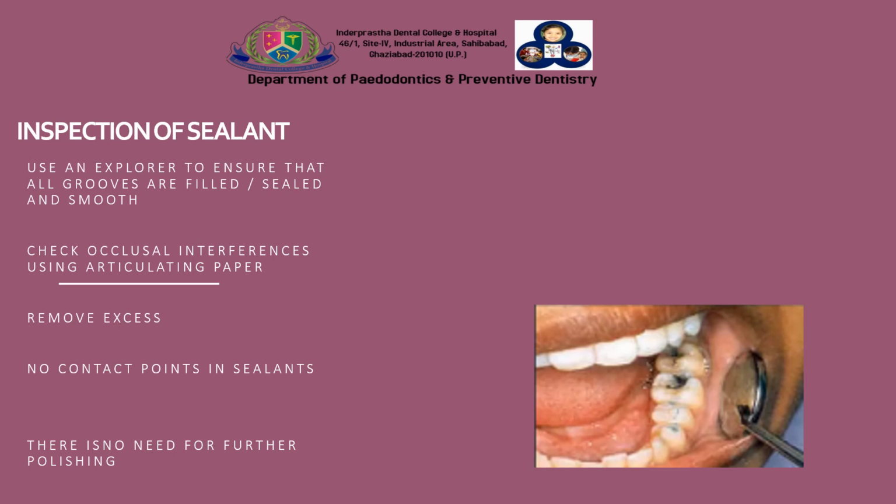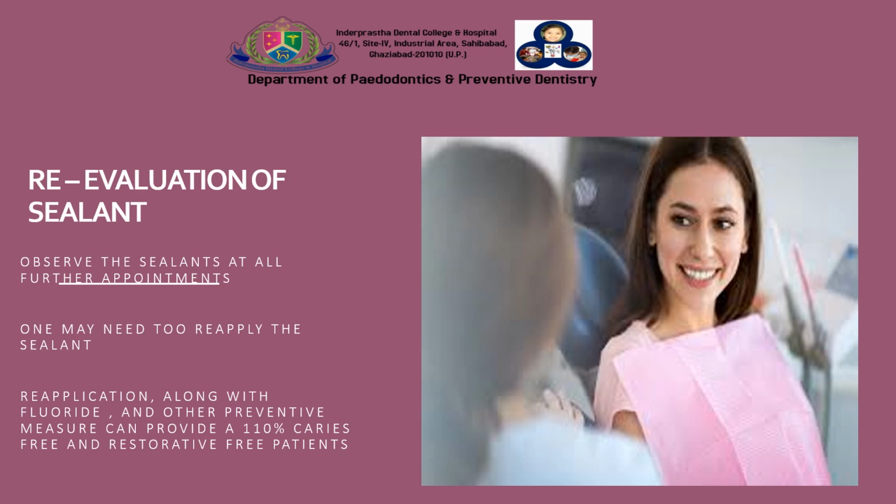Then we need to do the inspection of the sealant, that is, use an explorer to ensure that all grooves are filled, sealed and smooth. Verify that the sealant does not extend over the marginal ridge of the tooth. Check for occlusal interference using articulating paper. If necessary, remove excess sealant. There is no contact point on the sealant and there is no need for further polishing. Then we need to re-evaluate the sealant.